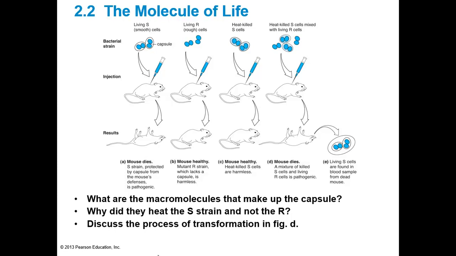And they heated the S strain because the S strain was the one that was responsible for the killing. Heat killing the rough strain would do nothing. And so what happened in figure D is that the DNA from the smooth cells transformed into the DNA of the rough cells, and the rough cells acquired the ability to produce capsules, which made them lethal.